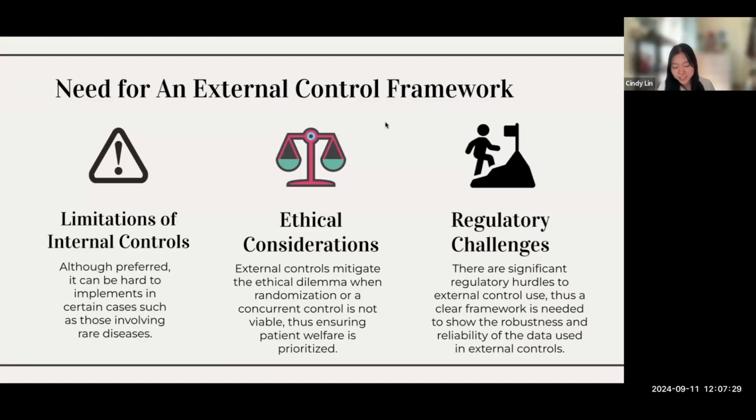However, in light of these challenges, regulatory approval can be a complex labyrinth. There are significant regulatory hurdles to external control use. Therefore, it's really important to have a clear framework to show the robustness and reliability of the data used in the external controls. And this helps with understanding when and how external controls can be effectively used to facilitate a smoother pathway for drug approval, while also, again, maintaining rigorous safety and efficacy standards.